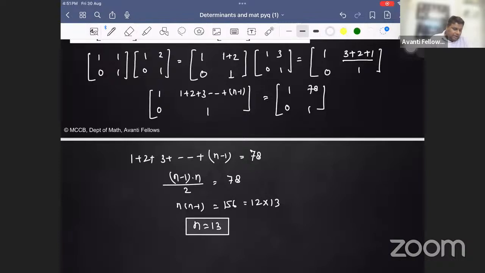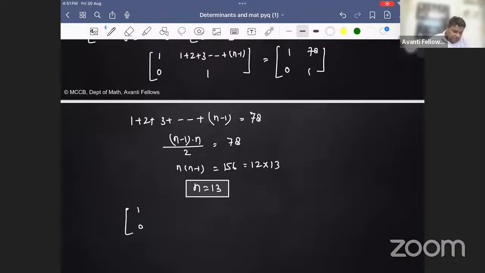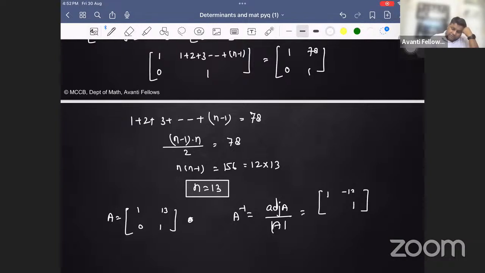Yes or no? N has to be 13 means they are asking for the inverse of the matrix 1, 0, 1, 13. If this is A, they are asking for A inverse. A inverse is, as I just told you, adjoint A upon determinant of A. Determinant of A is 1 and the adjoint can be directly found out in 2x2. Interchange the diagonal entries and change the sign of the off-diagonal entries. Divided by determinant of A, which is going to be 1. So your answer is 1, minus 13, 0, 1. Got it? 1, minus 13, 0, 1.